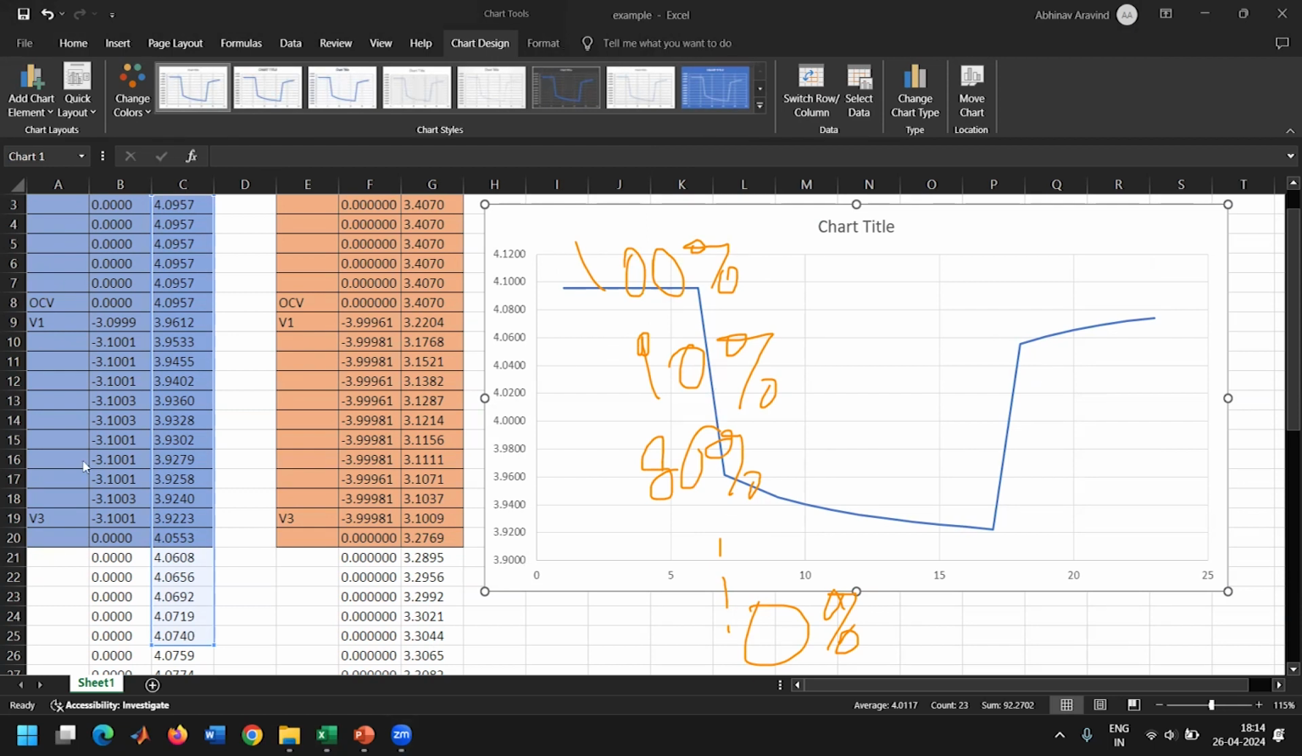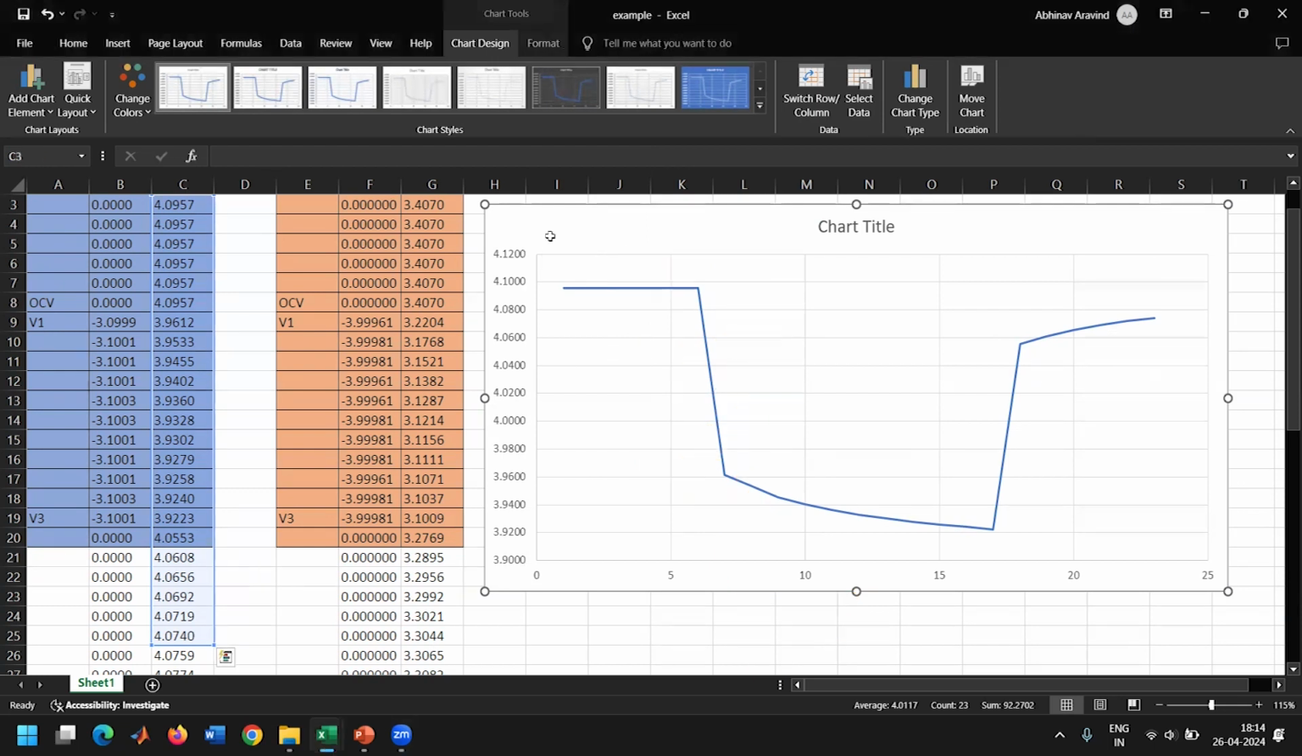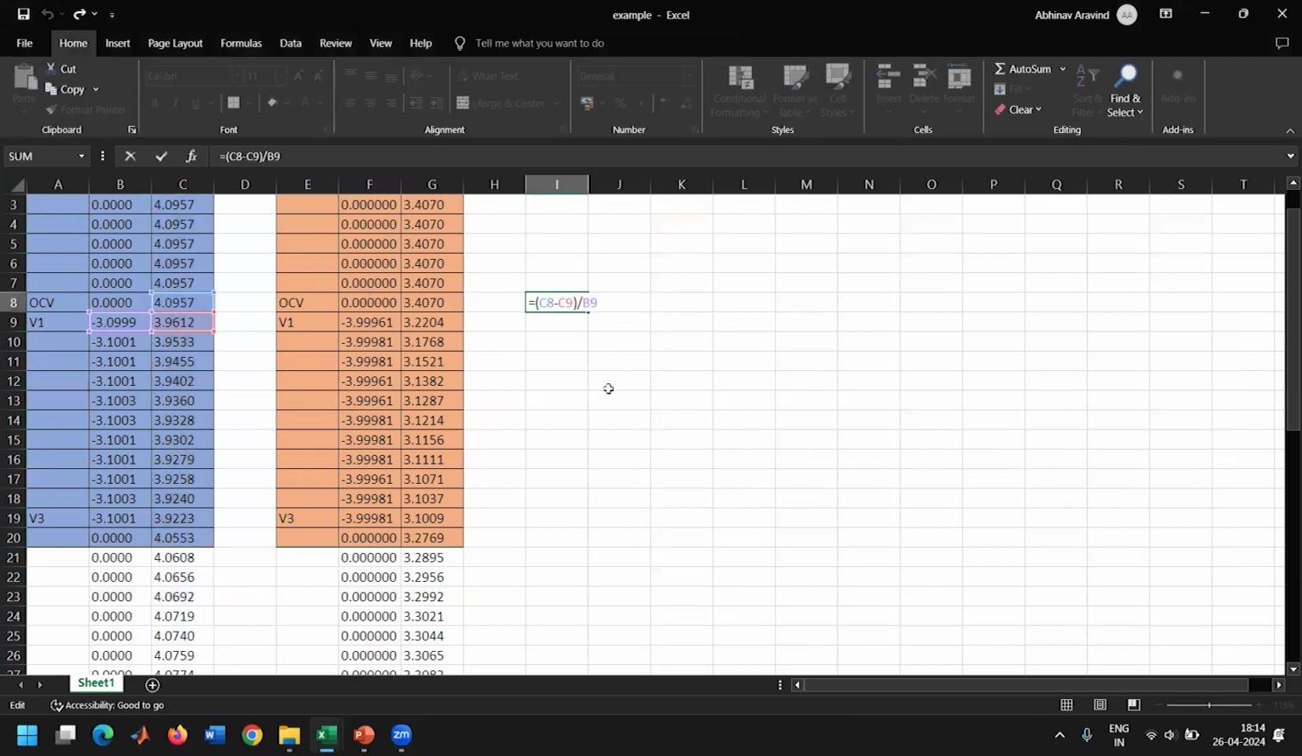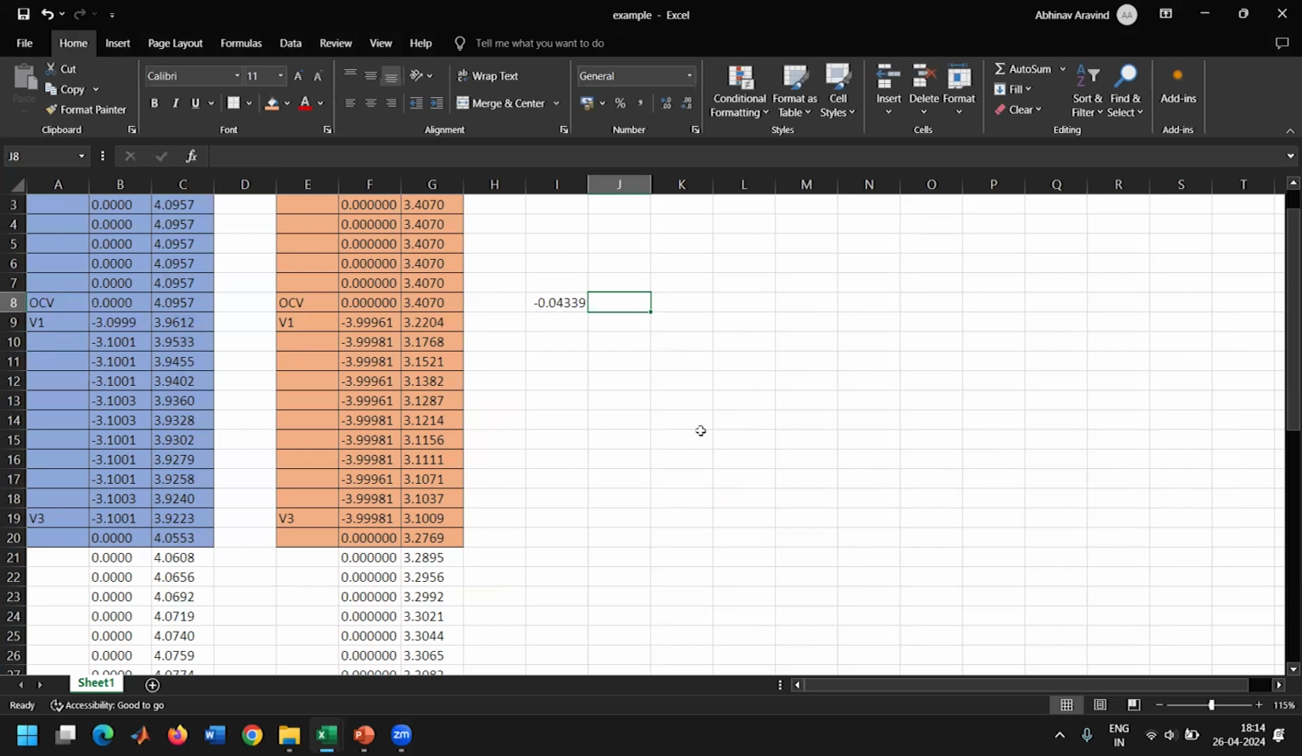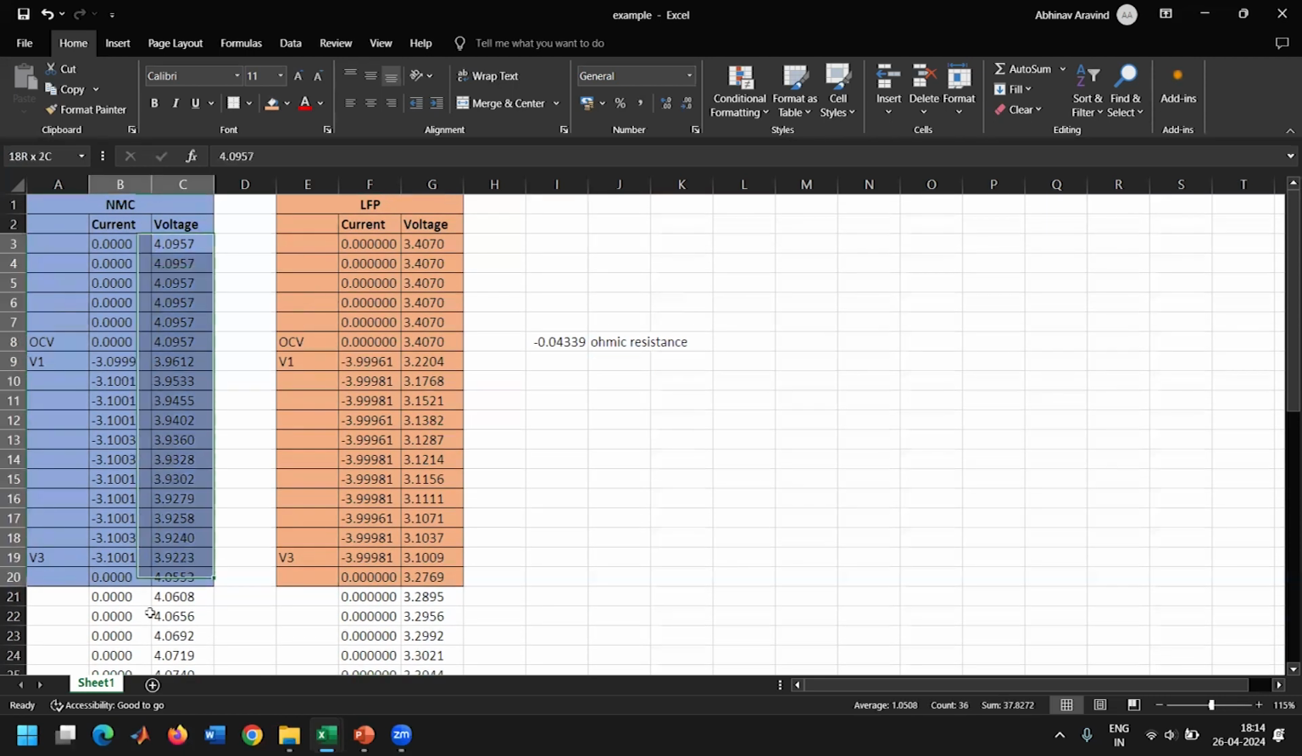Okay, so we saw an example of how to solve for ohmic resistance. So this value that you're seeing, this is the ohmic resistance. Okay, so if I write it here, ohmic resistance. Next one will be what is called the polarization resistance. So how do you identify polarization? So let me plot that graph once again.